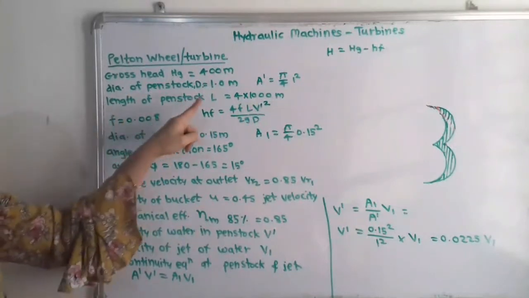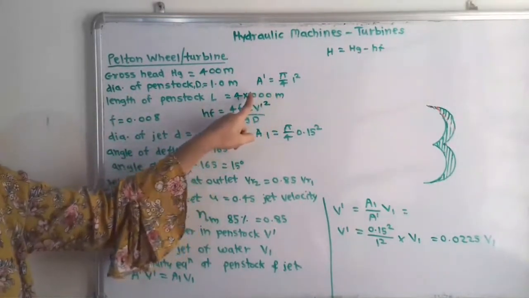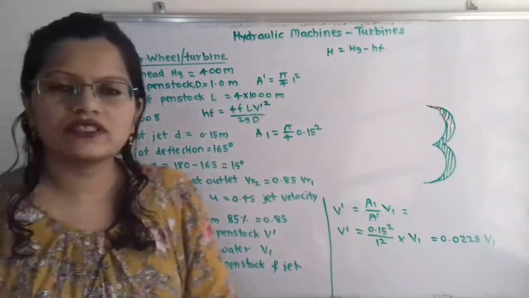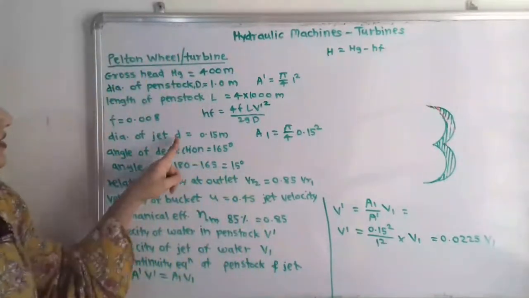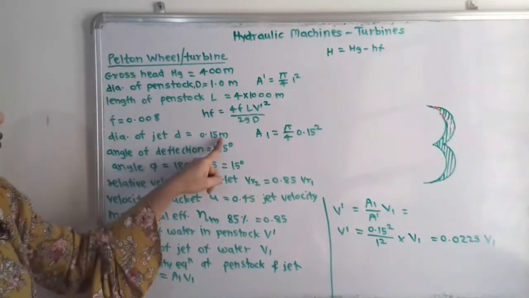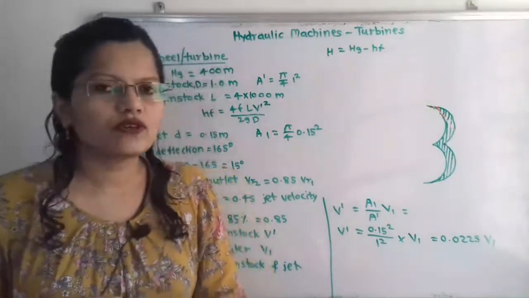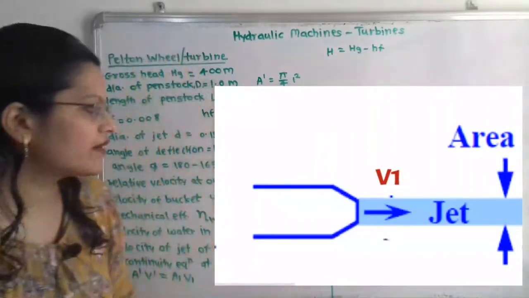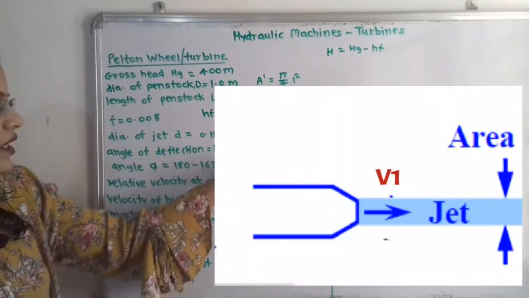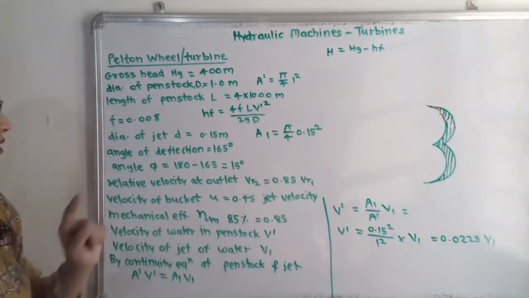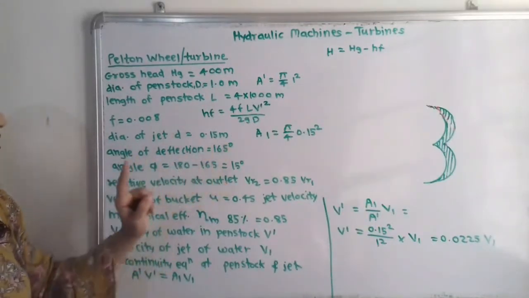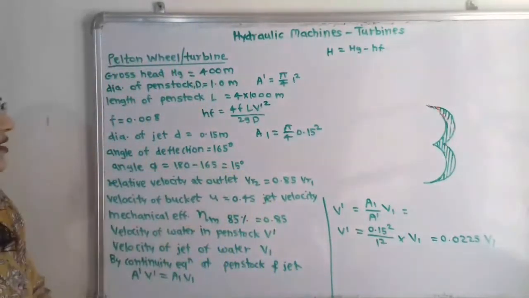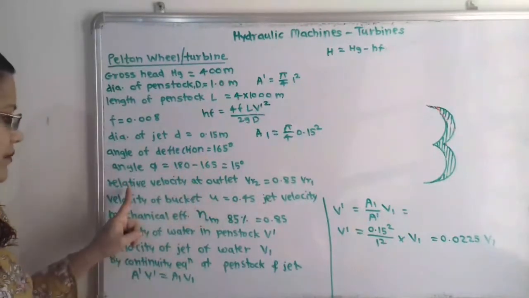Then the length of the penstock, which is given in kilometer, we will write as 4 into 1000 meter. Then the diameter of the jet, we will consider as small d, which is equal to 0.15 meter. Now we know that the velocity of the jet we will always consider as V1. So we consider the area of the jet as A1, which is pi by 4 into 0.15 square. Then the angle of deflection is 165 degrees, so from that we can calculate the angle, that is 180 minus 165 is equal to 15 degrees.